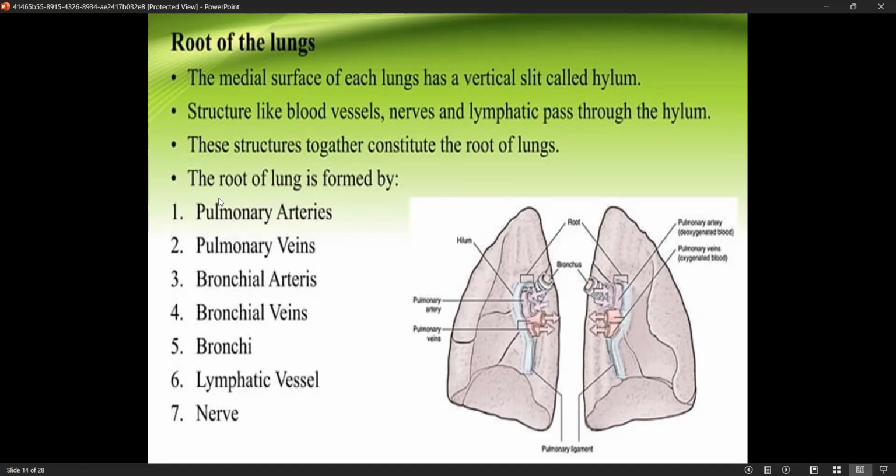The root of the lungs is formed by the pulmonary artery, pulmonary vein, bronchial arteries, bronchial veins, bronchi, lymphatic vessels, and nerves. These structures are most important for oxygen to go in and carbon dioxide to go out, and also for the pulmonary circulation of the body. That is the most important structure: pulmonary arteries, pulmonary vein, bronchial arteries, bronchial veins, bronchi, lymphatic vessels, and nerves. Remember this.